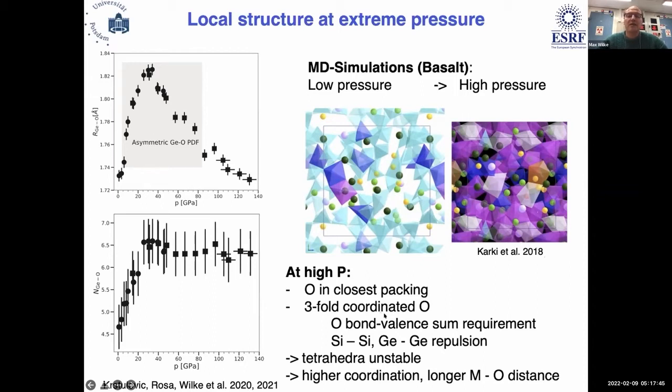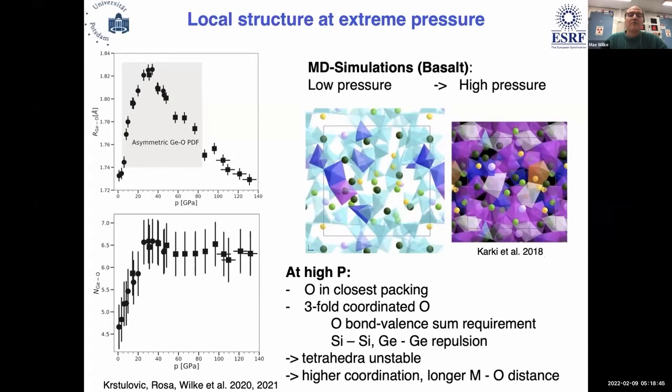And this is really required due to the oxygen bond valence sum, which would be violated if we would stay with this twofold coordination on silicon tetrahedra. And it's also given by the silicon-silicon or germanium-germanium repulsion, because we cannot have, for instance, edge-sharing tetrahedra. So the tetrahedra become unstable. We end up with higher coordination numbers, in our case up to 6, and much longer metal-oxygen distances. The metal-oxygen distance that we can determine images much more precisely what is actually going on in the structure when we use X-ray spectroscopy. But I think in general, we should look much more at the distances and not the coordination numbers.